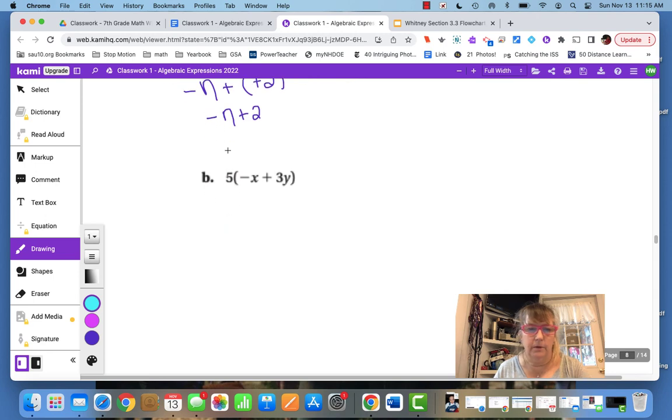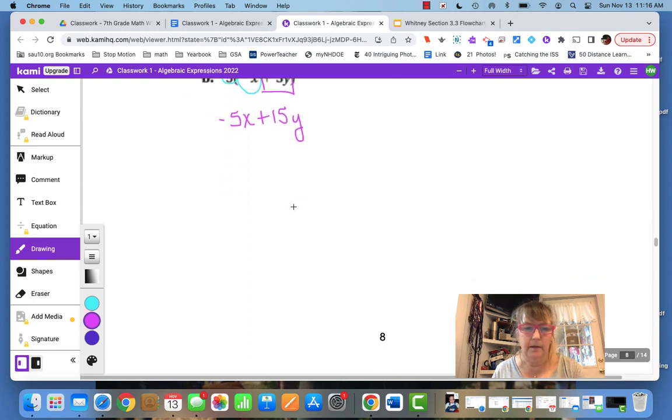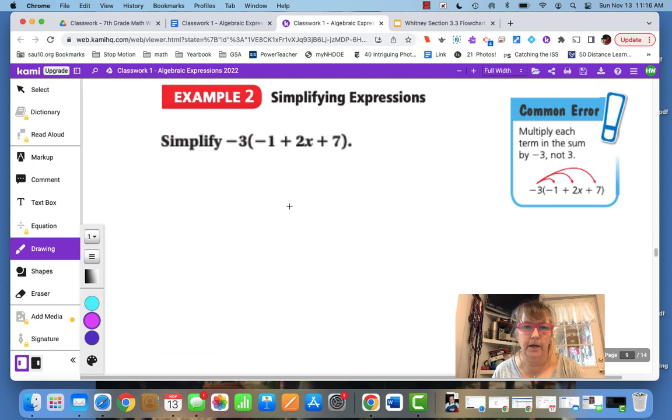So let's talk about this one. If I take 5 and I'm going to multiply it times negative x, and I'm going to multiply it by a positive 3y. So 5 times negative x is negative 5x, and then 5 times a positive 3y is 15y. It becomes negative 5x plus 15y. And because those are different terms, they're not like terms, we can't combine them, and that's as simple as we can get.